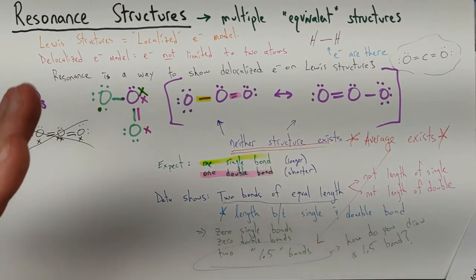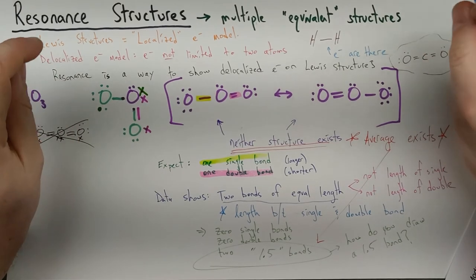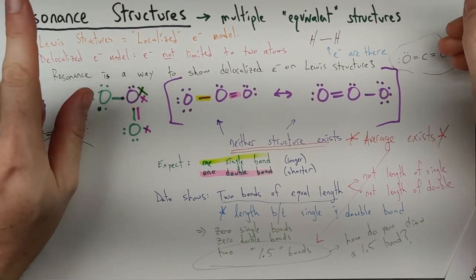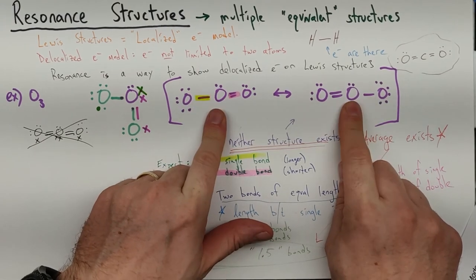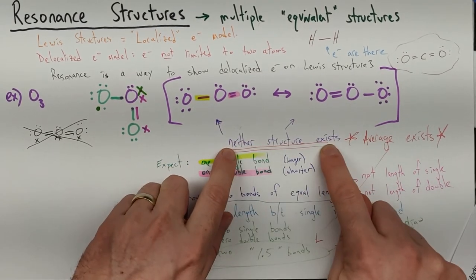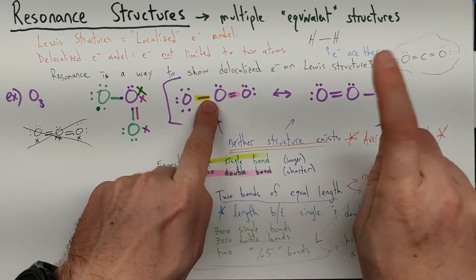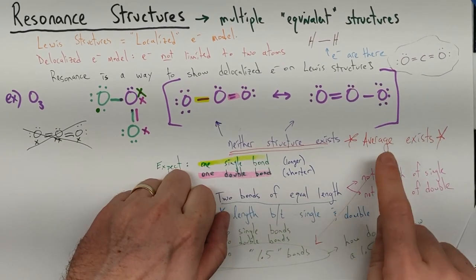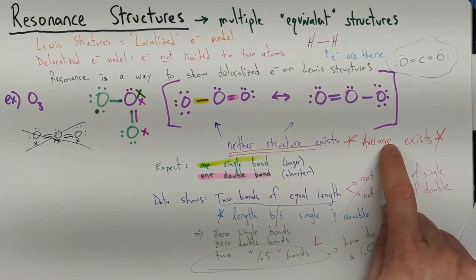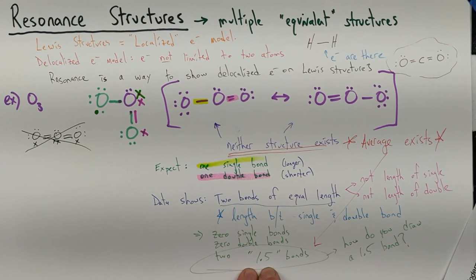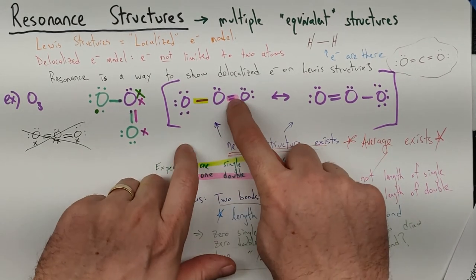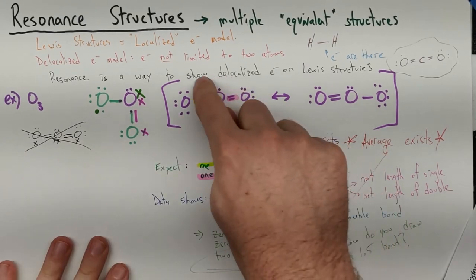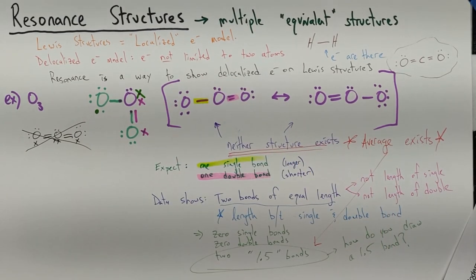It is a huge misconception in high school and as kids go into chemistry, especially organic chemistry, that we have a situation where this is going back and forth between these two things. No, that's not the case at all. Neither of those things exists. This does not, and this does not. What exists is the average of those things, a 1.5 bond on each side, because there's not four here and there's not two here. There's three here and three here, essentially, but they're delocalized over the whole thing.